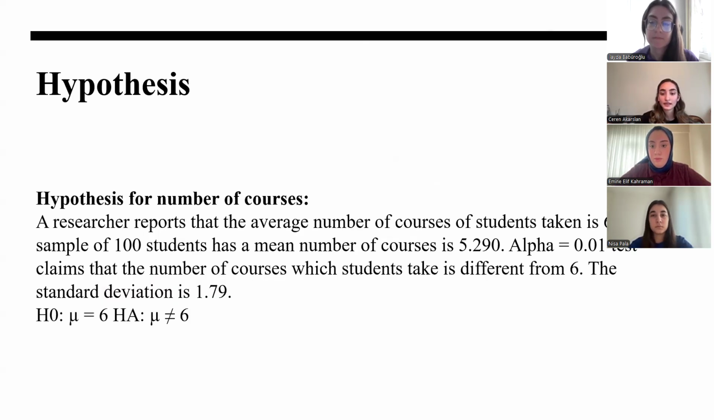And this is an example of a hypothesis test. A researcher reports that the average number of courses students take is 6. A sample of 100 students has a mean number of courses of 5.290. Alpha is 0.01. The test claims that the number of courses which students take is different from 6. The standard deviation is 1.79. Our null hypothesis is mu is equal to 6, and our alternative hypothesis is mu is not equal to 6.